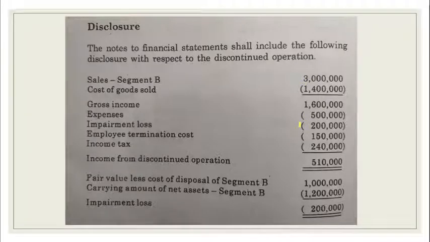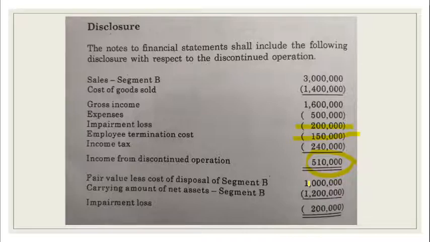There is the impairment loss, right? That is 200K. Also there is your cost of disposal, so that is 150. Then your income tax. So you arrive at income from discontinued operation of 510,000. That is from the impairment loss, which was already mentioned in the problem. That is your disclosures and your presentation of your discontinued operation.